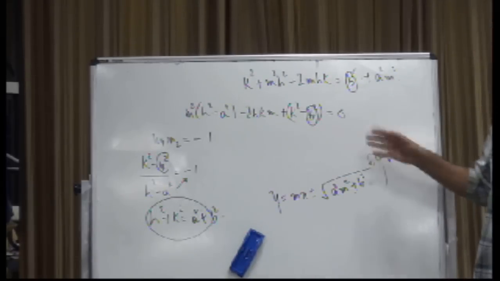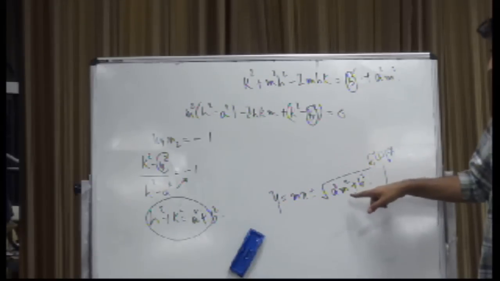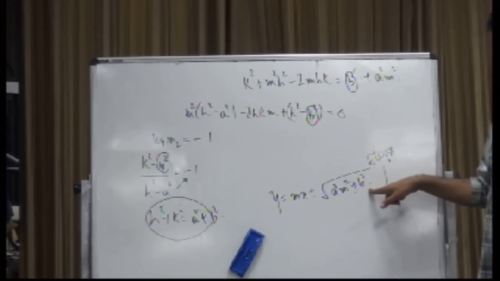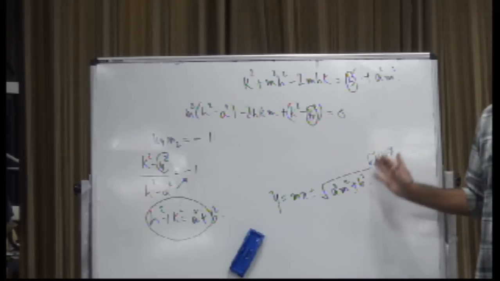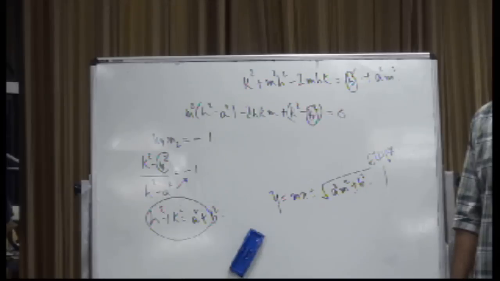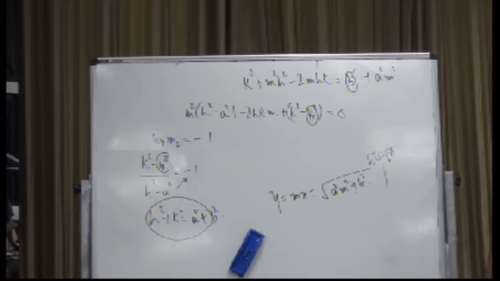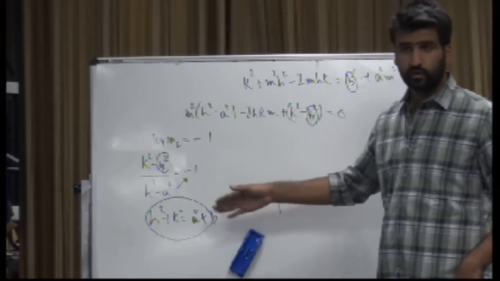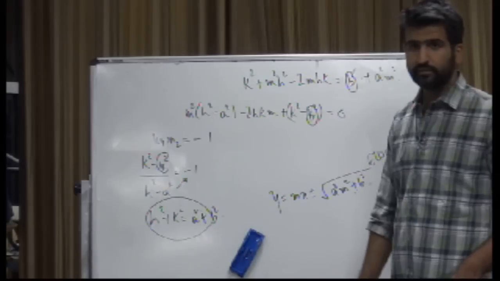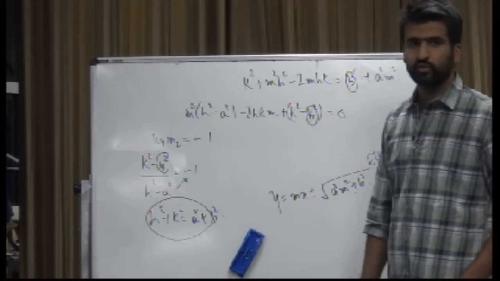The only difference between circle and ellipse is, here you are getting a square m square plus b square. In the case of circle, you will get a square m square plus a square. That's how we get a common. So this will be the equation of the director circle of an ellipse, right? h square plus k square is equal to a square plus b square.